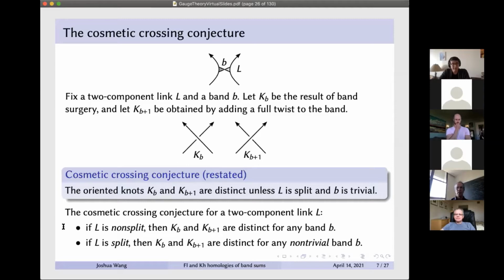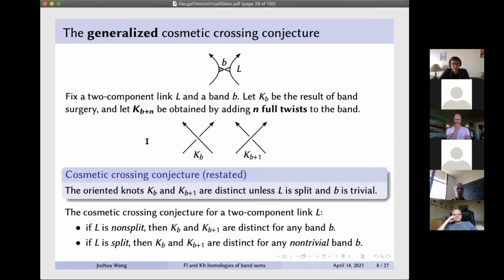And also, with this notational setup, I can tell you about a generalization of this conjecture called the generalized cosmetic crossing conjecture. So the initial data is the same. You have a two-component link and a band. You again let KB be the result of band surgery. But now you consider the whole family of knots KB plus N, where you add N full twists to the band.